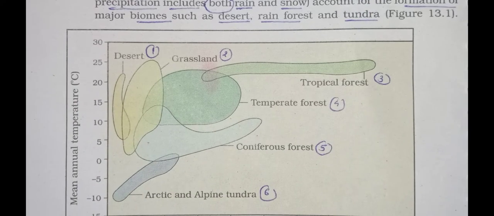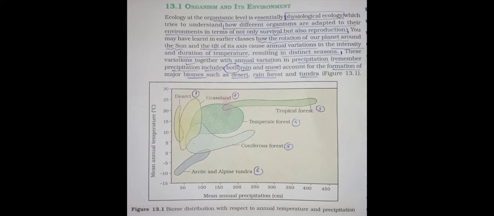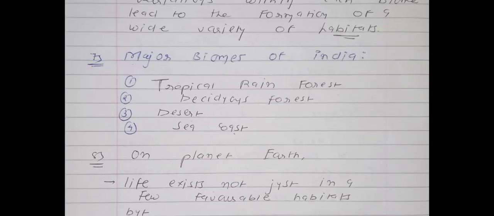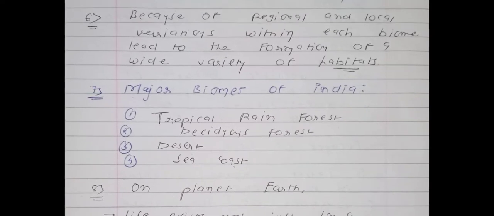And you know the main 6 biomes are given in this diagram. Now see point number 6. Because of regional and local variation within each biome, a wide variety of habitats is formed. So because of this variation, a wide variety of habitats will be formed. Point number 7, major biomes of India. If we talk about the major biomes of India, you will remember 4 major biomes of India are there.